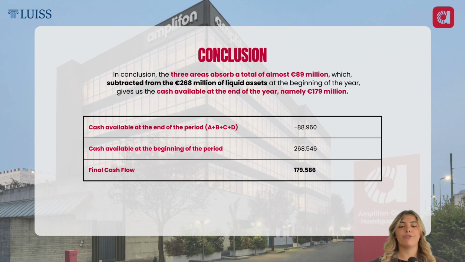In conclusion, the three areas absorb a total of almost 89 million, which subtracted from the 268 million in liquid assets at the beginning of the year, give us the cash available at the end of the year, namely 179 million.